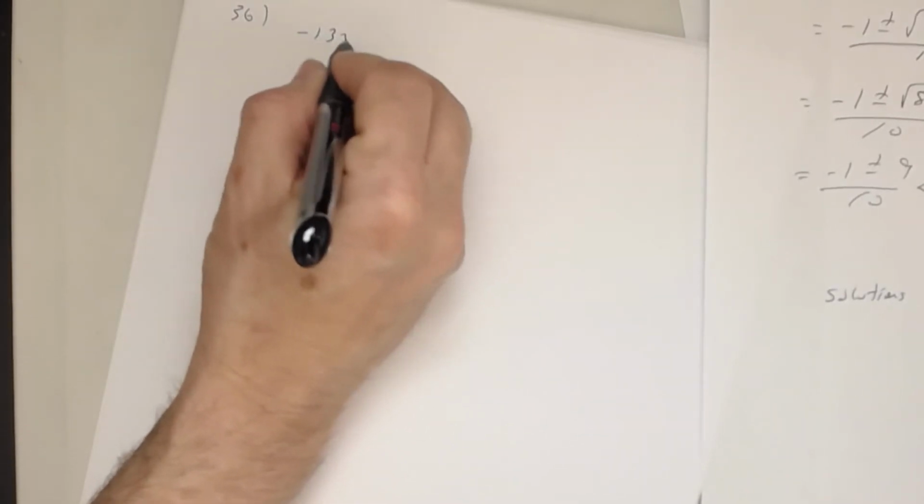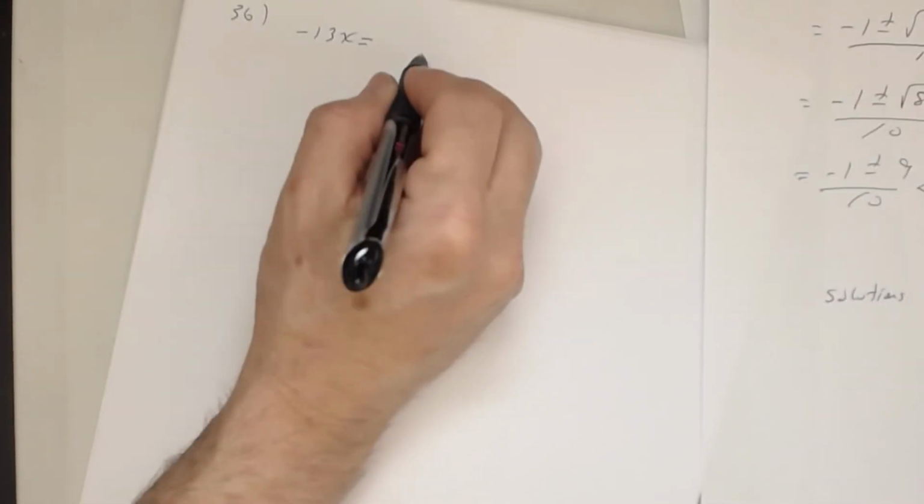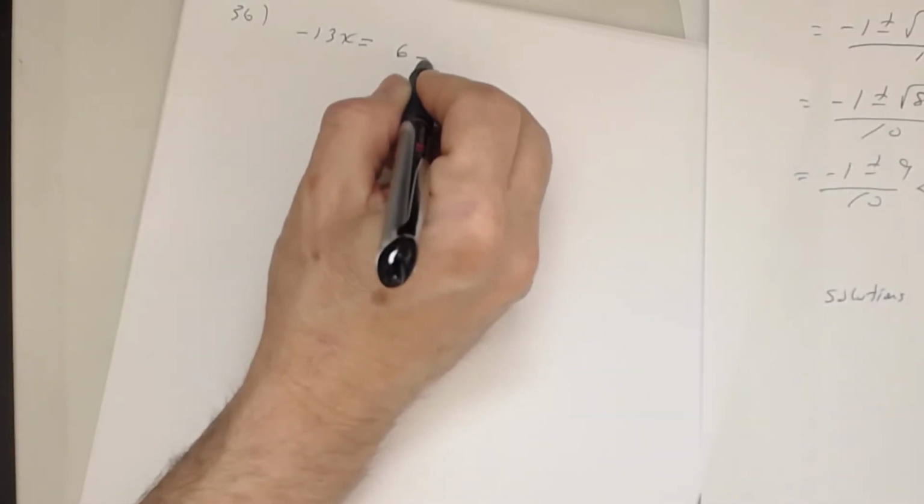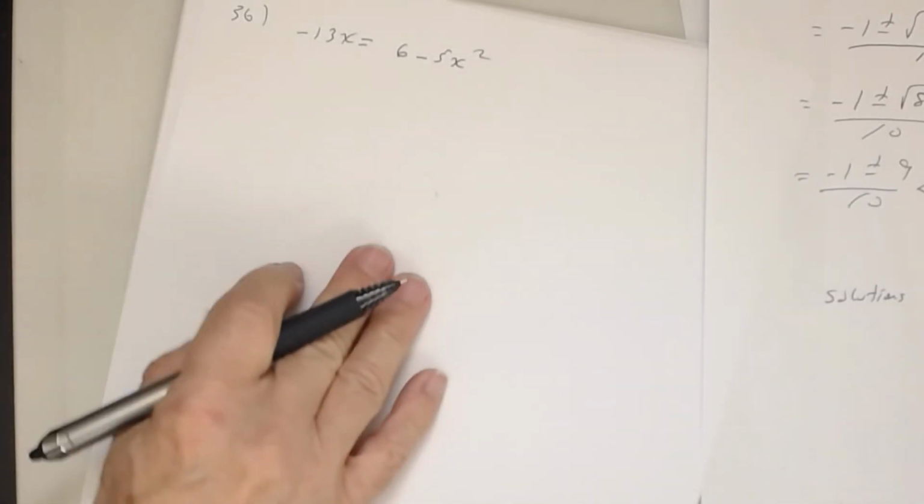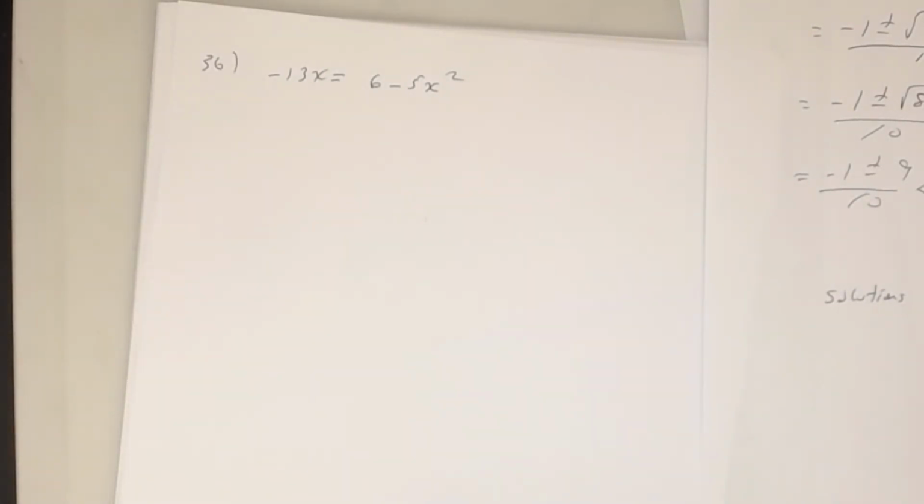Negative 13x equals 6 minus 5x squared. Negative 13x equals 6 minus 5x squared. All right, before we go on, when you put in descending order and put in standard form, you always want to try and get a to be positive. So if you look at it right now, what is a? Negative. So let's bring everything to the other side, and let's put in descending order. Okay? So when I do that, when I bring everything to the left side, what is it going to become?